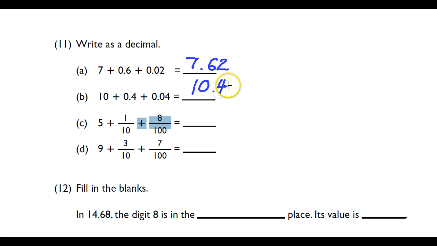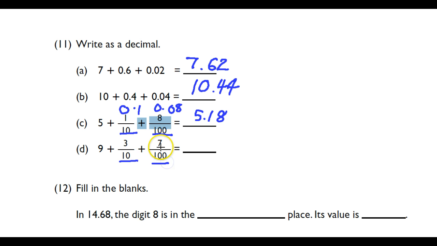This is 10.44, right? For corrections, I'm doing very fast. Now what you do is we convert this into decimal and this into decimal. So it's 5 point something. This is 0.1, therefore 5.1, and this is 0.08, 5.18.